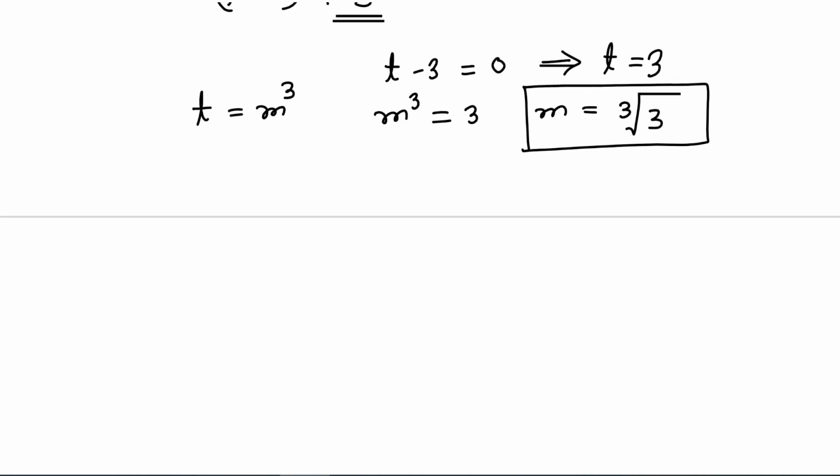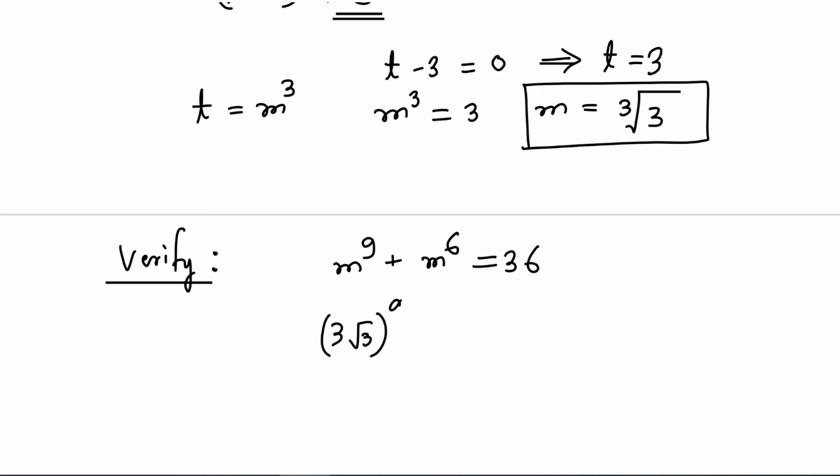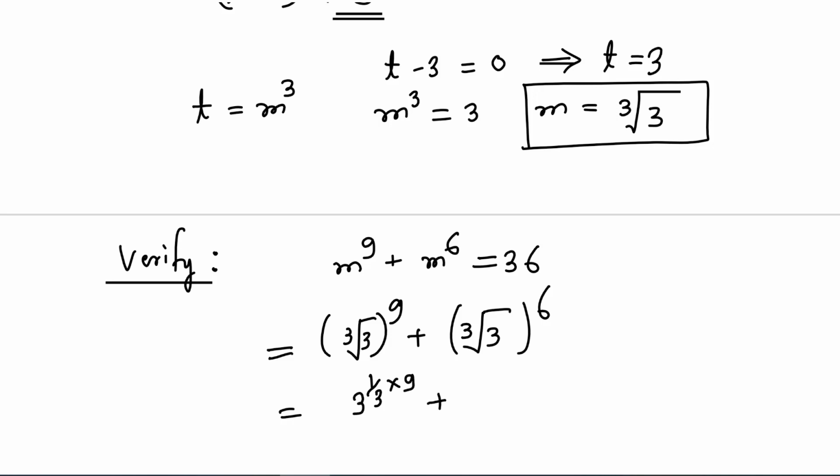If you want, you can verify this. So let us verify this. If you remember, the expression was m to the power 9 plus m to the power 6 is equal to 36. Let us plug this value in. m is the cube root of 3, so we have the cube root of 3 raised to the power 9 plus the cube root of 3 raised to the power 6. So let us calculate this. 3 raised to the power 1 by 3, and then 9 gets multiplied, and 3 raised to the power 1 by 3, and 6 gets multiplied.